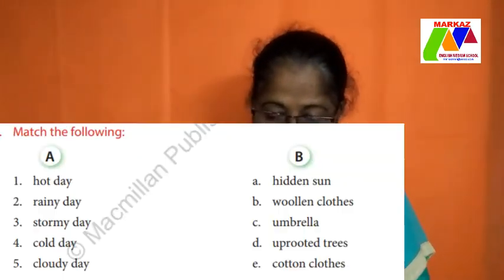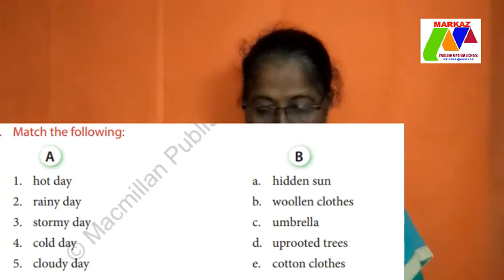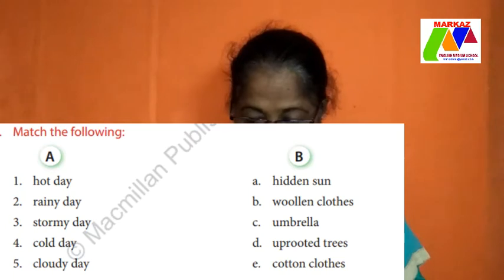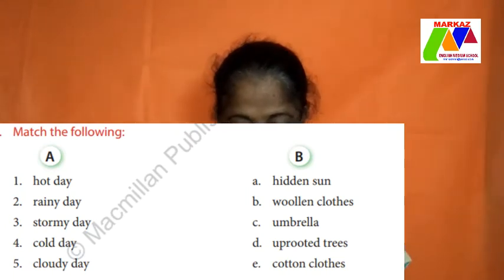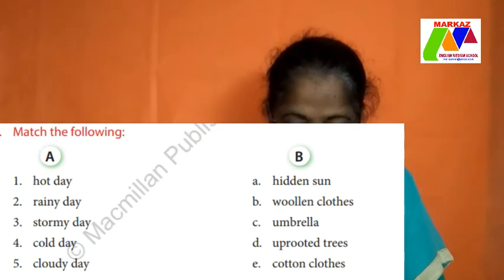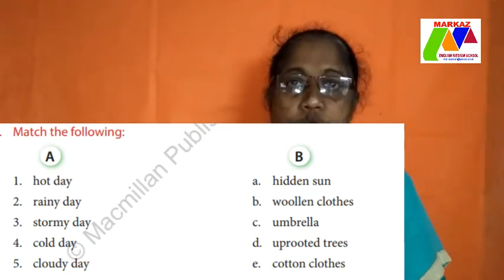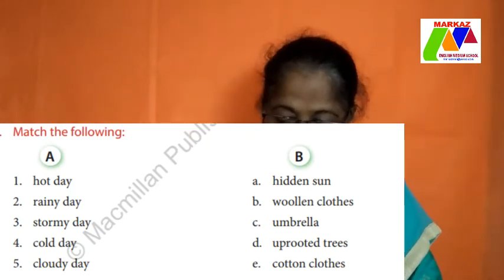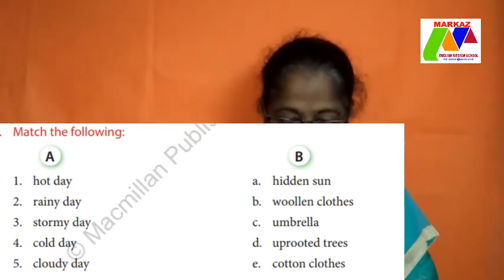Now let's move on to the exercises. Match the following. 1. Hot day. E. Cotton clothes. 2. Rainy day is umbrella. C. 3. Stormy day is uprooted trees. 4. Cold day is woolen clothes. 5. Cloudy day is hidden sun. Now write true and false.